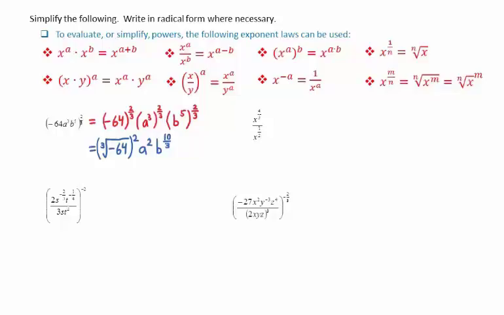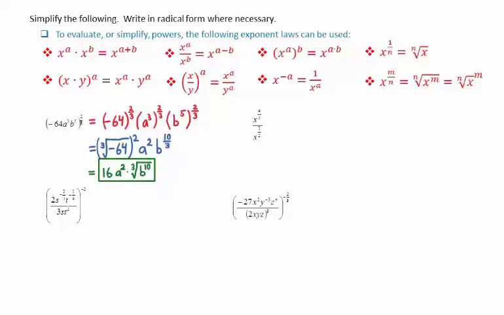Note here we are multiplying the exponents. The cube root of negative 64 raised to the 2 is equal to 16. This is because the cube root of negative 64 is negative 4, and then negative 4 squared gives 16. We then have a squared, and the b raised to the 10 over 3, the 3 becomes the index of the radical, so we have the cube root of b to the 10.